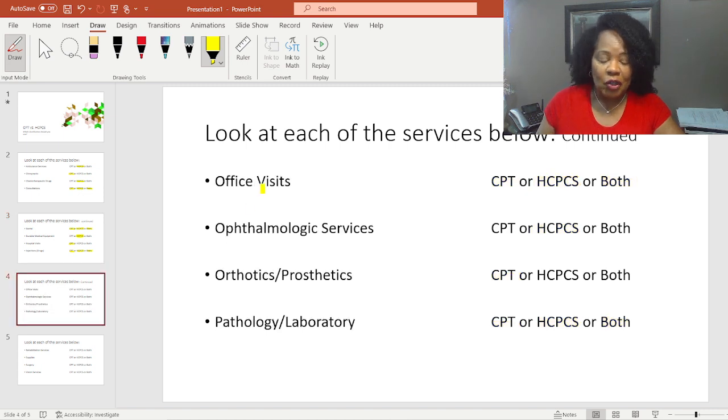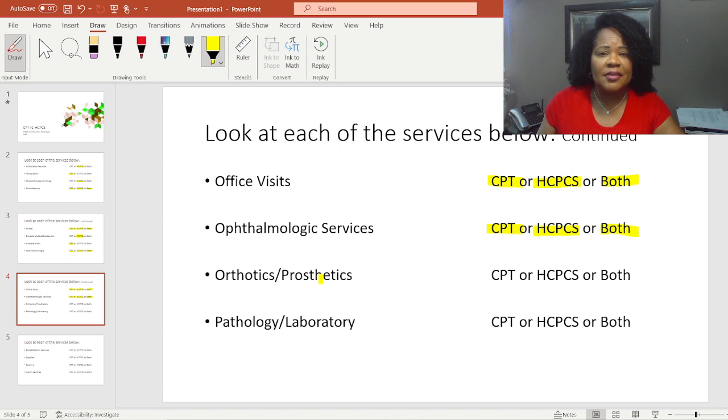Let's keep going. Look at your office visits, depending on what type of office visit. If it's with a licensed MD, your family practitioner, your OBGYN, etc., that's a CPT. But if it's an office visit not with a licensed MD, then it's going to be a HCPCS. So I could look at both. Ophthalmological services, eye doctors. These are doctors of the eye, CPT. But the actual supply, the lens, the glasses, etc., are HCPCS. So here I would identify both.